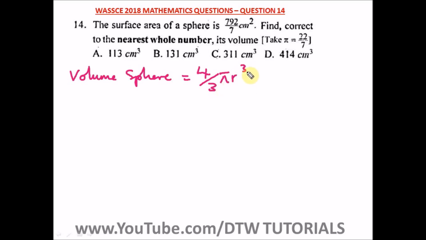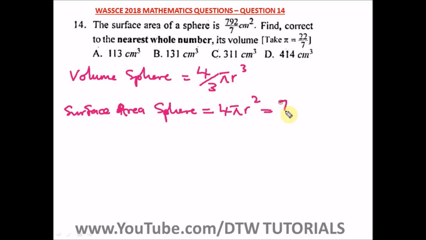Here we are given pi, but we don't know r, right? But here we are told that the surface area of a sphere is this. And what's the formula to find the surface area of the sphere? Area of sphere is equal to 4 pi r square. And they told us that the surface area of the sphere is equal to 792 divided by 7.